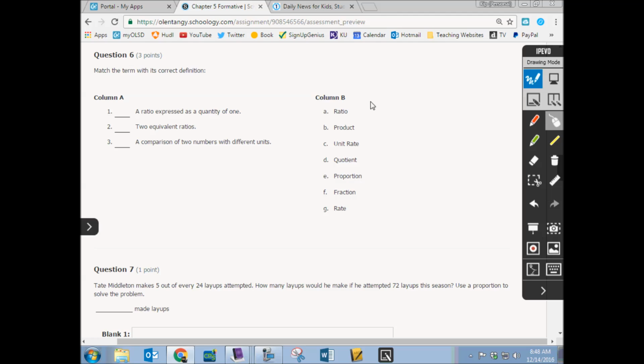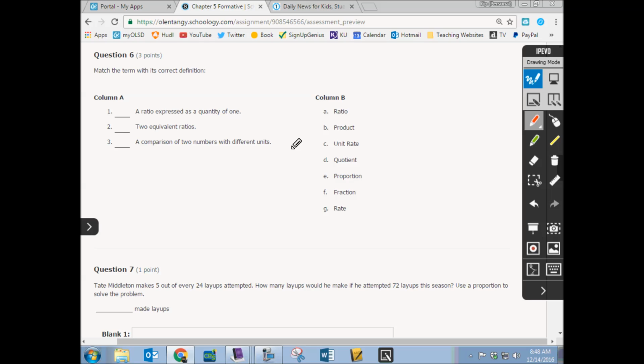All right, number 6. Definitions questions. It's going to be on the test, but I think we've made that clear. A ratio expressed as a quantity of 1. That's number 1. 2 equivalent ratios, or a comparison of 2 numbers with different units.